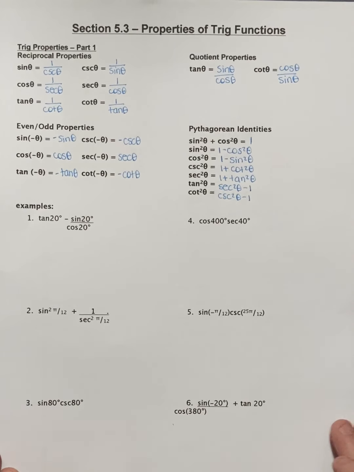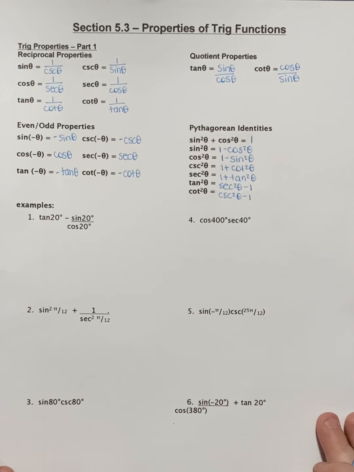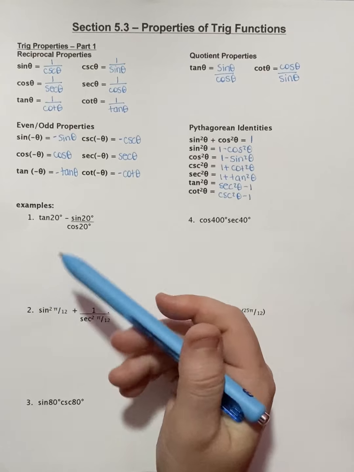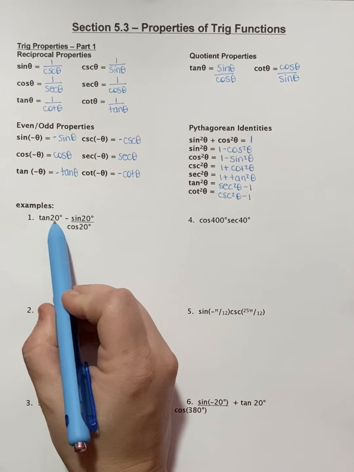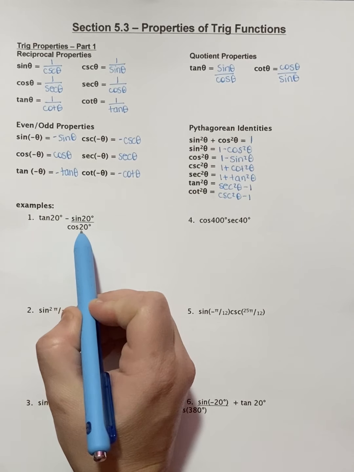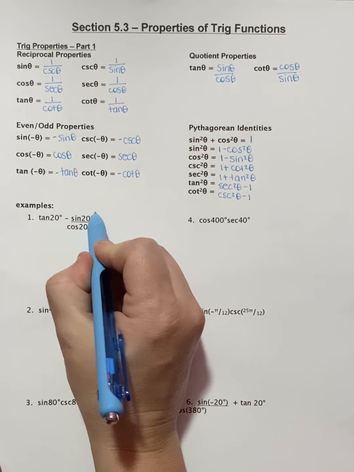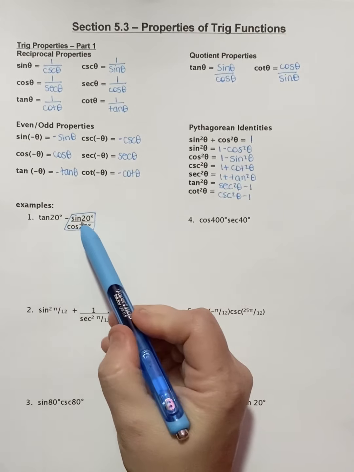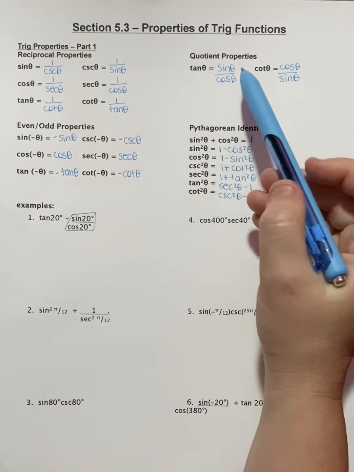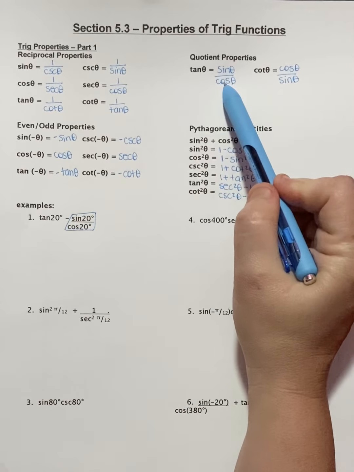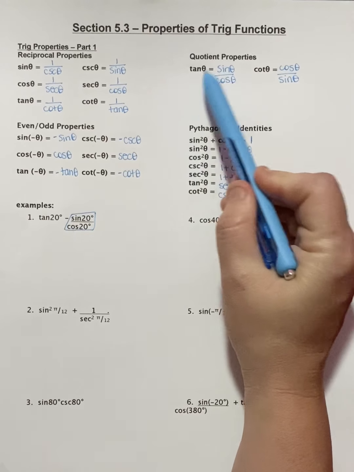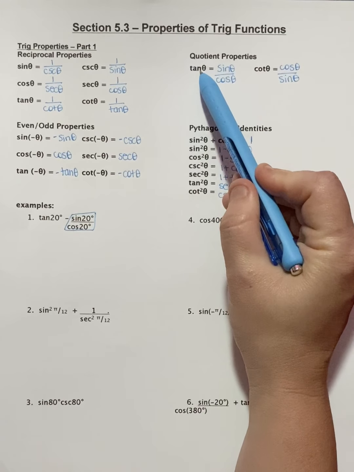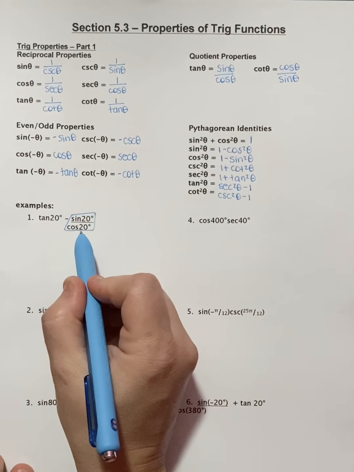All right, so looking at number 1. The first thing that I notice is all of my angles are in terms of 20 degrees, which is what I need, the same angle. So I've got tangent of 20 minus sine 20 over cosine 20. The first thing I'm going to do is look at this right here and try to rewrite this using one of my properties. So this is sine over cosine. If you notice back up here, sine over cosine is the same thing as tangent. So I'm going to take that same angle and use the same angle as we have right here. Since my angle is 20, this right here just represents tangent.